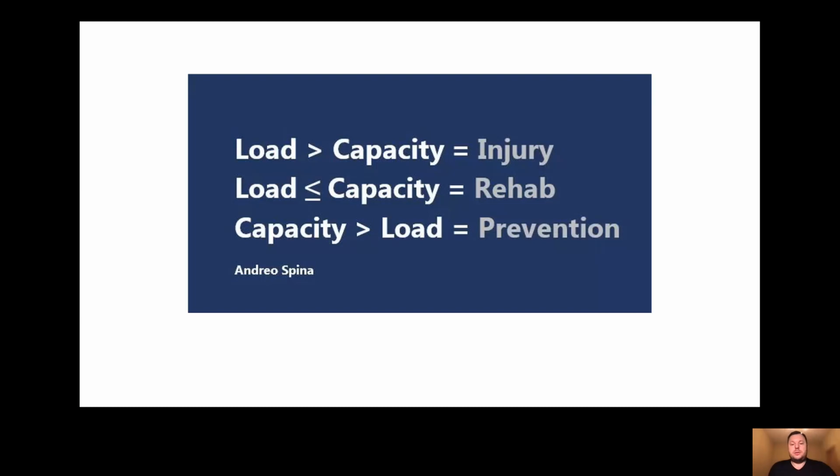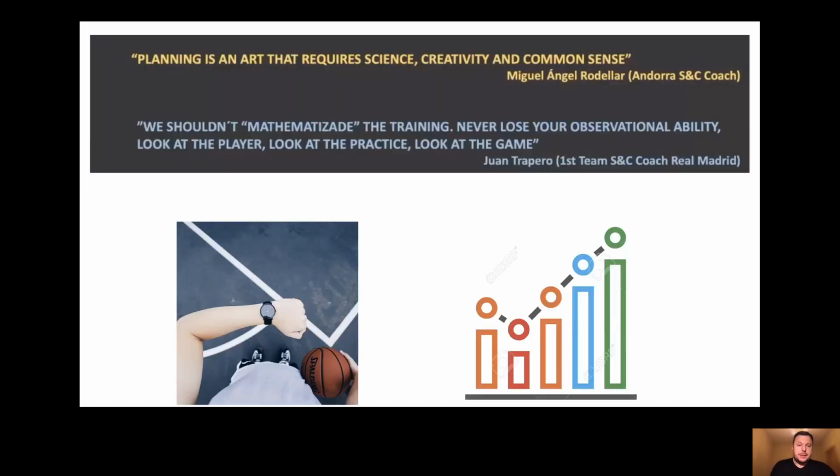It's not easy to get to this point when we want to have improvement during training, but these things should be done in the proper way. I just want to cite some very nice expressions from coaches. Planning is an art that requires science, creativity, and common sense. And on the other hand, we shouldn't mathematize the training. Never lose your observational ability. Look at the player, look at the practice, look at the game.